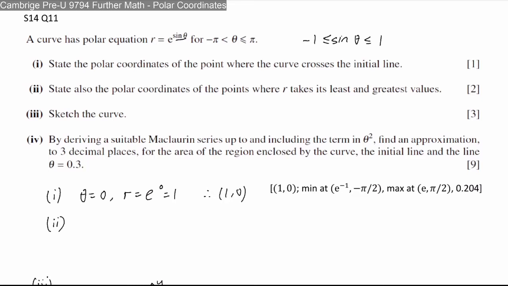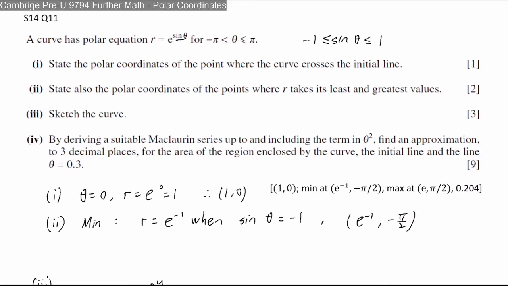Okay, so the minimum r will occur when sine theta equals -1, which gives us r equals e to the power of -1. It's easier to look at it that way. So sine theta is equal to -1. In that case, the minimum point has polar coordinates in the form (r, theta). The r in this case is e to the power of -1, and theta is negative pi over 2.